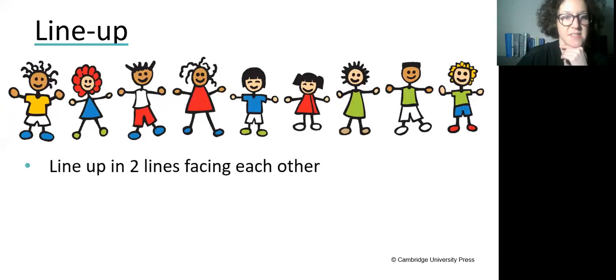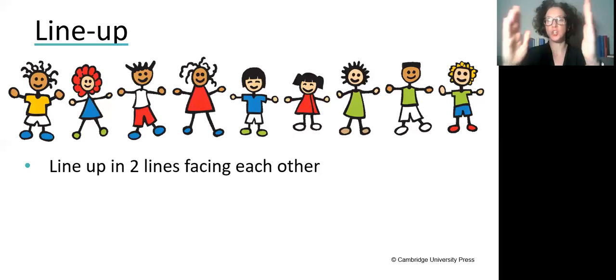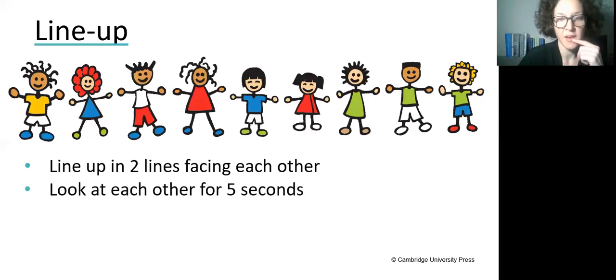Line up activities. This is one of my favorites. This is to work with the have got, has got construction. Line up students in 2 lines facing each other. So this is student 1, student 2. They face each other. You give them a few seconds to look at everyone in the line.